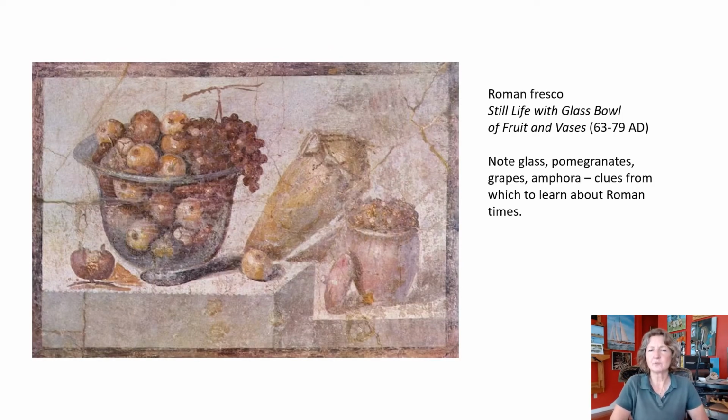Now here we have a Roman fresco from sometime around 63 to 79 AD. So we're talking hundreds of years between the last piece of art and this one. And yet we can get some clues, can't we, from what was going on in Rome at the time. Glass bowls, pomegranates, grapes, the amphora tipped over on the side, amphora being a vessel for carrying wine or water. So even though this isn't perhaps something that was created as more than a decorative piece at the time, it tells us a lot about what life was like back in Roman days.